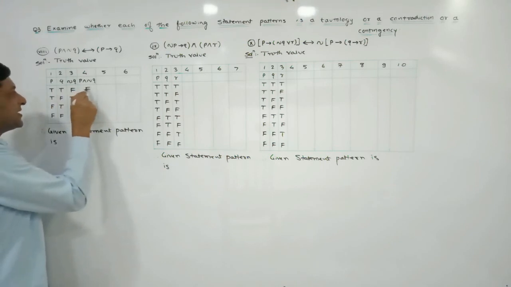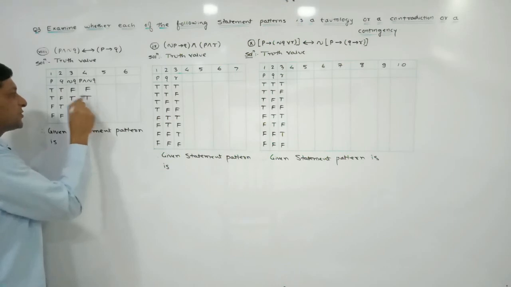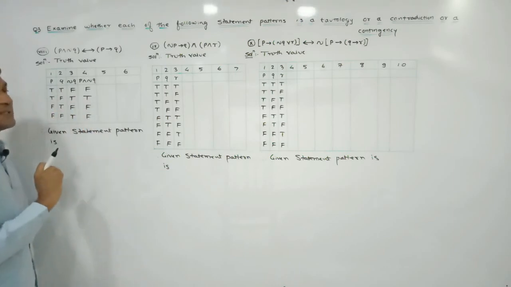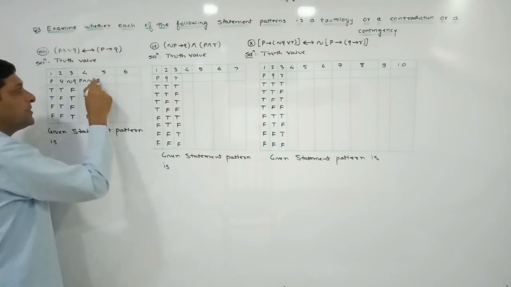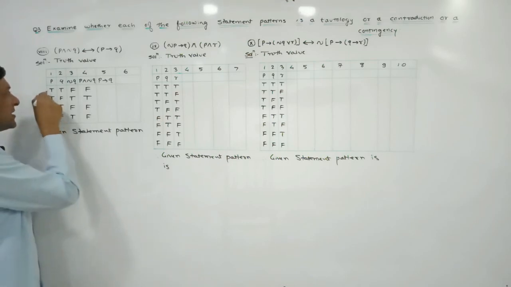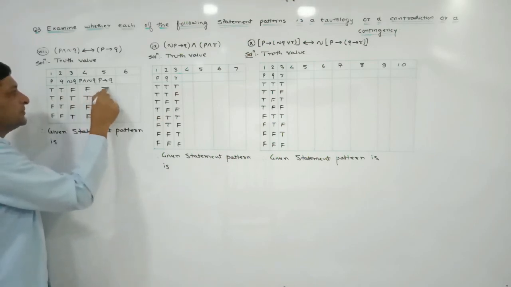So first statement is false. Here false is not there, so true, false, false. At least one statement is false and will be false. Now find out the truth value of p implies q. We know that implication is false if TF appears, otherwise it is true. So here TF does not appear, so it is true.